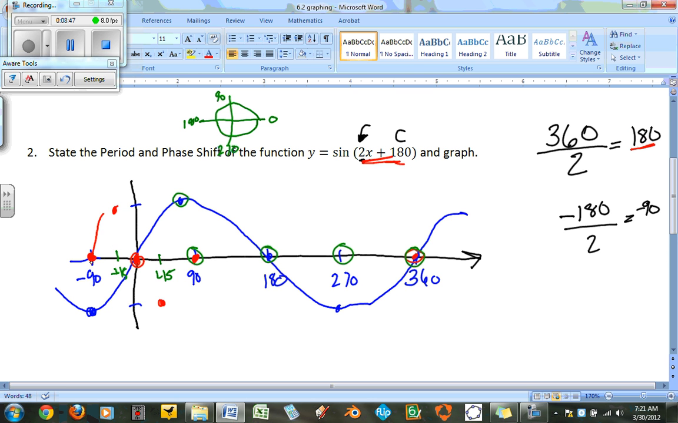If I kept going, it would continue this pattern. This would be 135, then 180 would be my next one, then 225, and then 270 plus 45, which is 315. It's going to keep doing this pattern, and it's going twice as fast as the original graph.